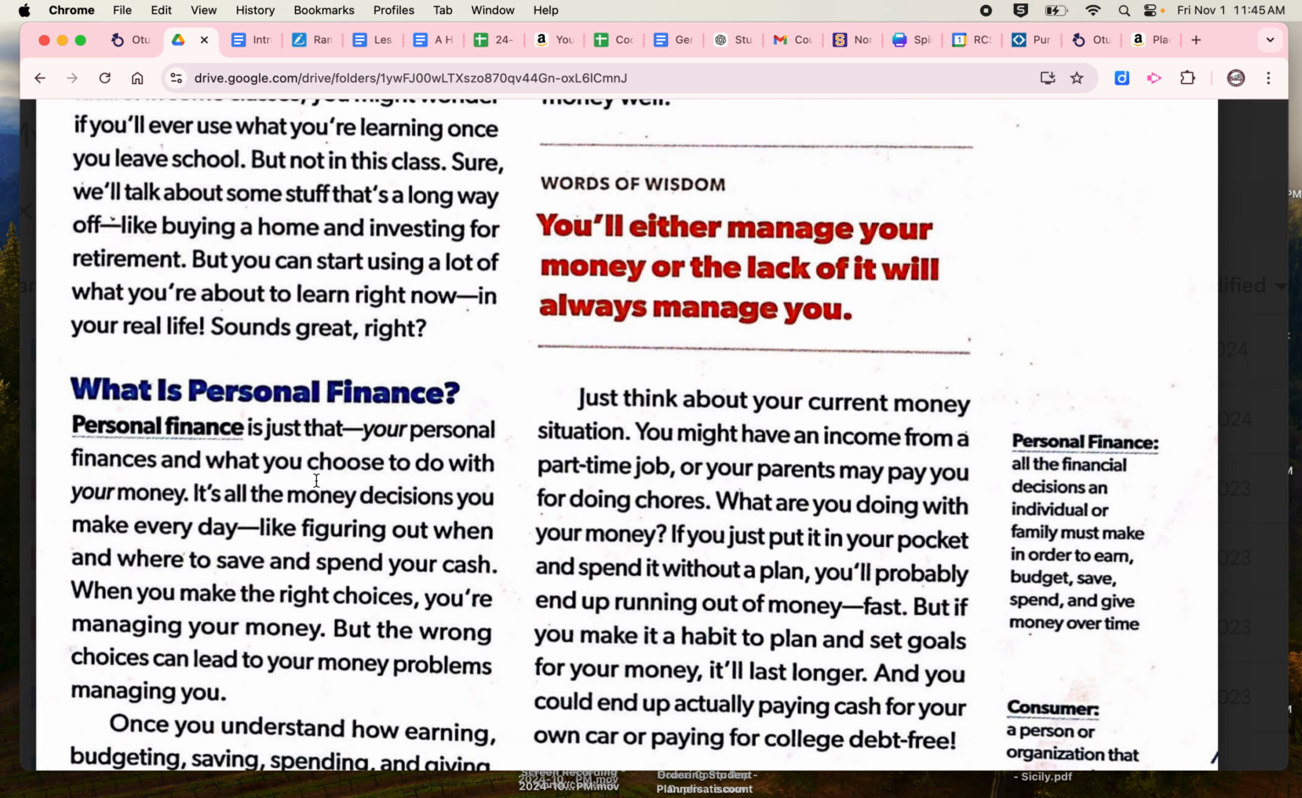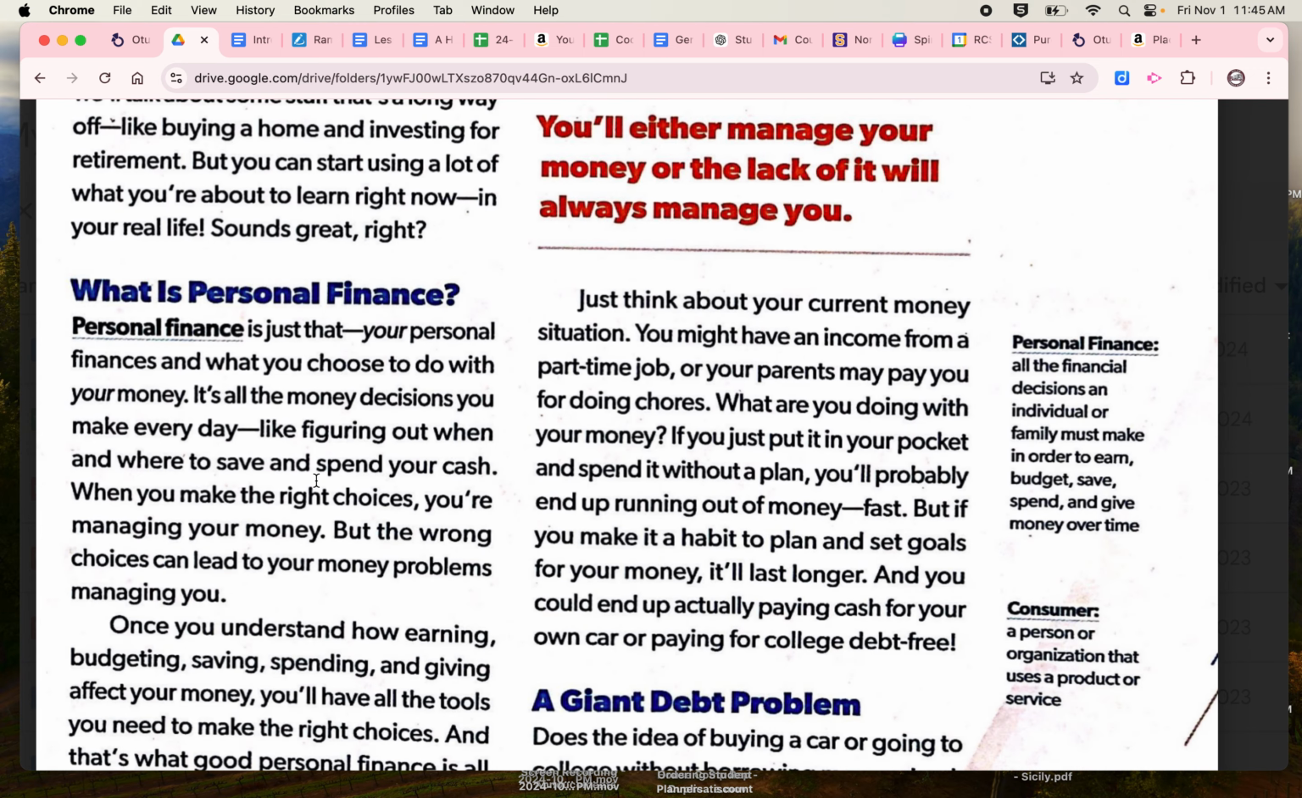So what is personal finance? You're in personal finance class. The basic definition you'll see over to the right: all the financial decisions an individual or a family must make in order to earn money, budget their money, save their money, spend their money, and give money over time. So that's personal finance.